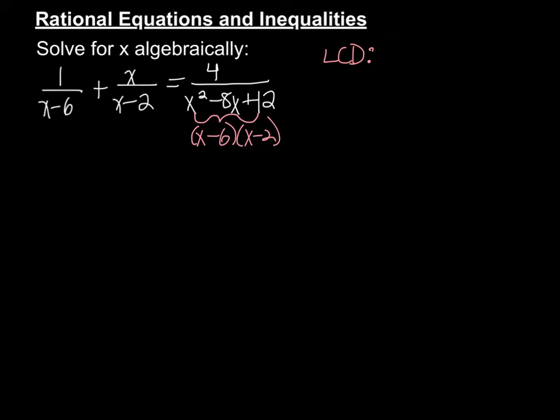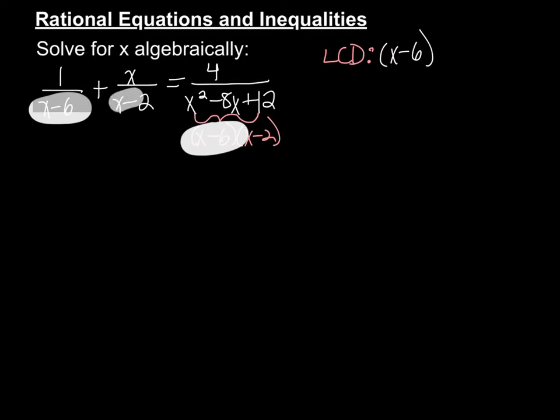So we can now see all of the pieces. And we can see that x minus 6 repeats. So we only need to write it in the least common denominator once. And the same thing goes for the x minus 2. It's repeating itself, so we only need to write it once in the LCD.